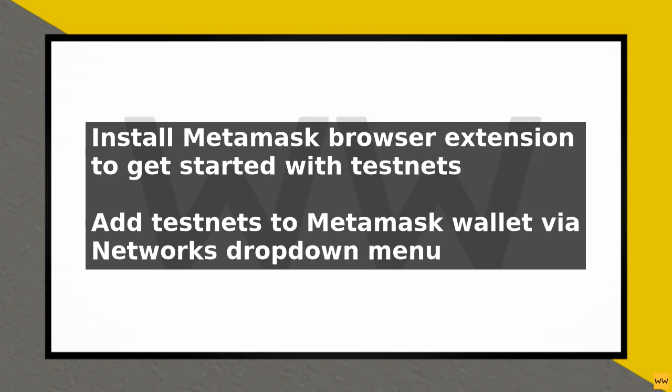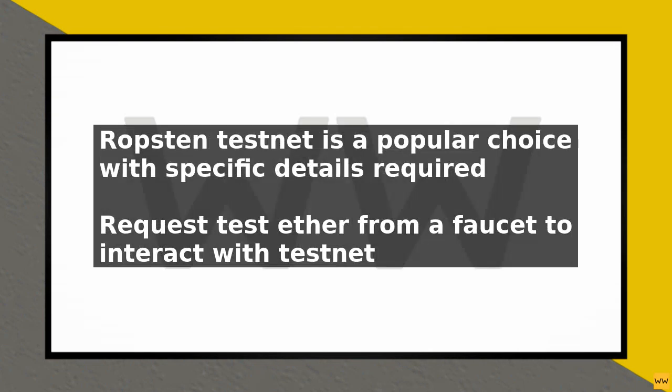Once you have added the testnet to your wallet, you can request test ether from a faucet. A faucet is a website that dispenses free test ether to developers for testing purposes. You can search for Ropsten testnet faucets online and follow the instructions to request test ether.